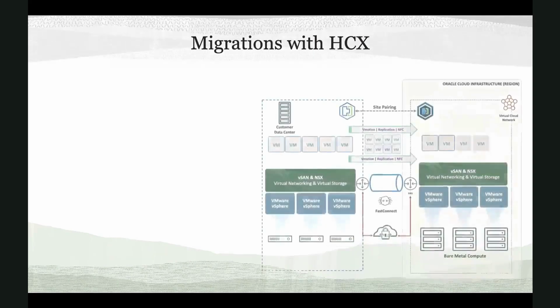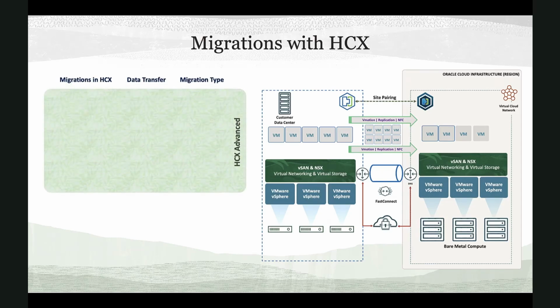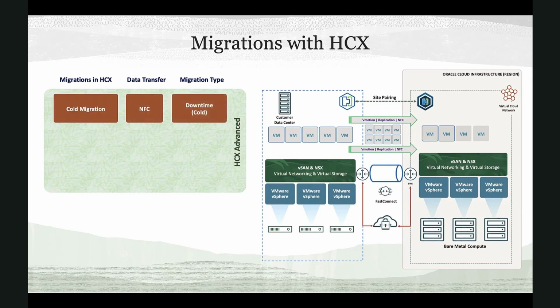There are different ways to migrate virtual machines to Oracle Cloud VMware Solution using HCX. HCX Advanced Edition gives a few migration types, starting with the cold migration. A cold migration is done with VMs powered off, and the data transfer is done using the NFC, the Network File Copy Protocol. The migration is cold, which means there is a downtime for the VM.